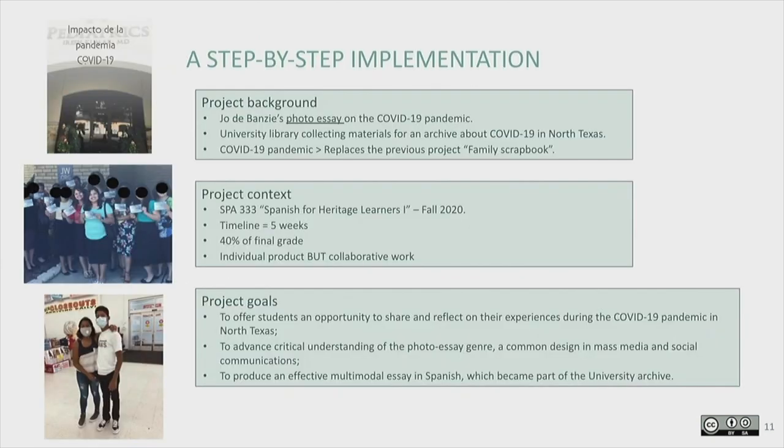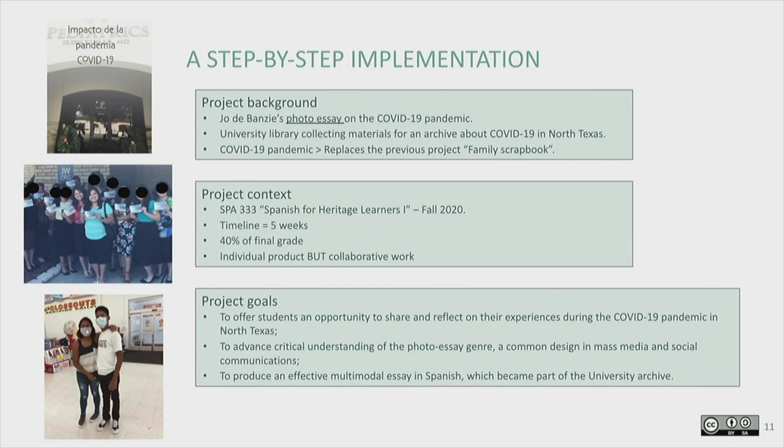Okay. So now we're going to show you the step-by-step of two different implementations, the one that Jocelly did with her students and one that I did with mine. So you have basically the setup and the order of the projects. You have some information here for the essays that we did in our class.